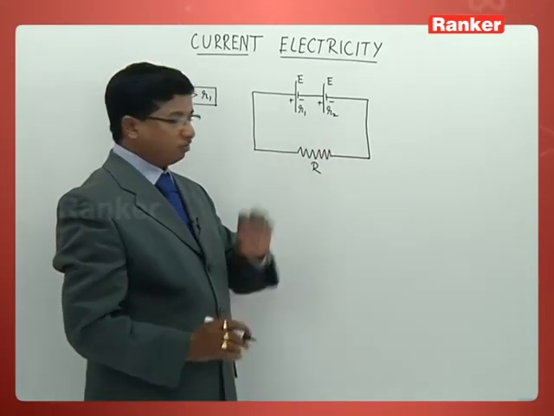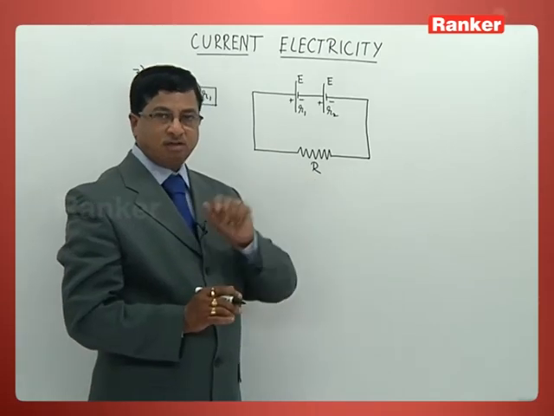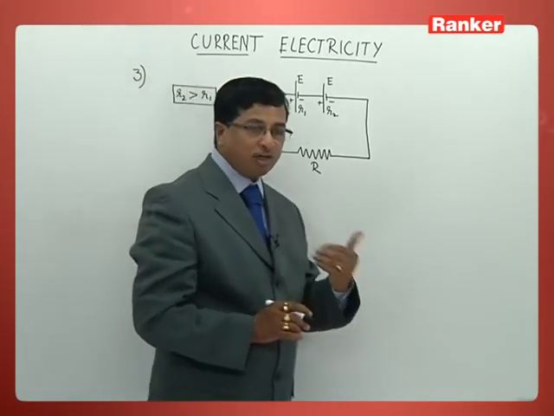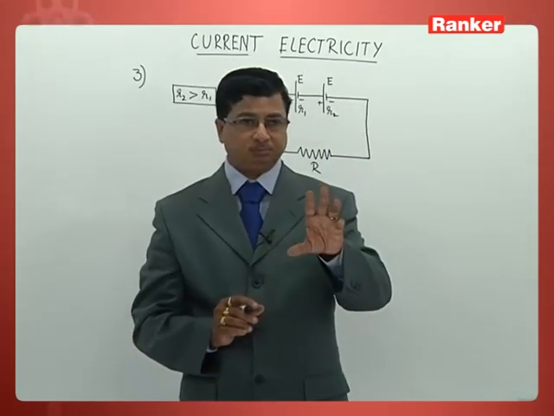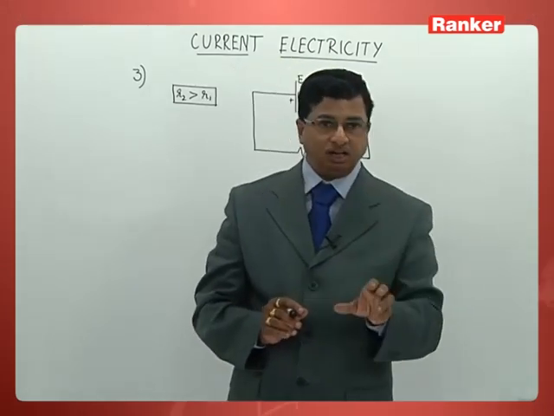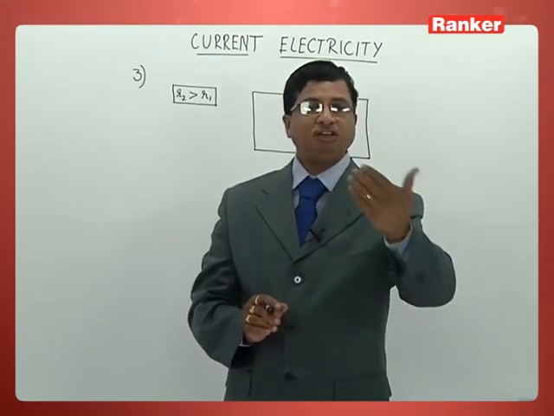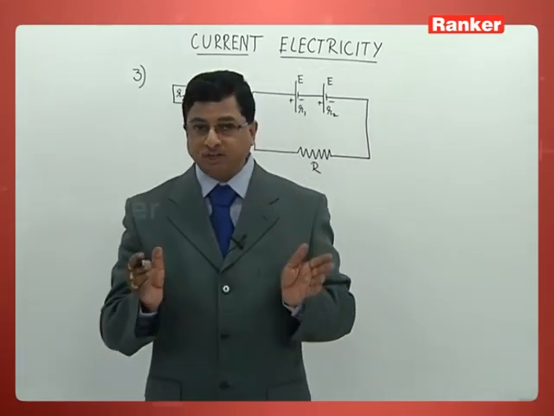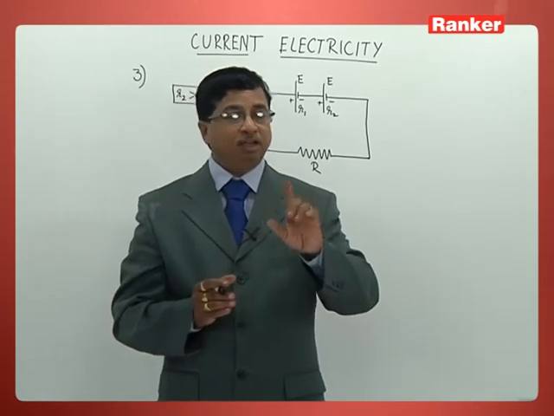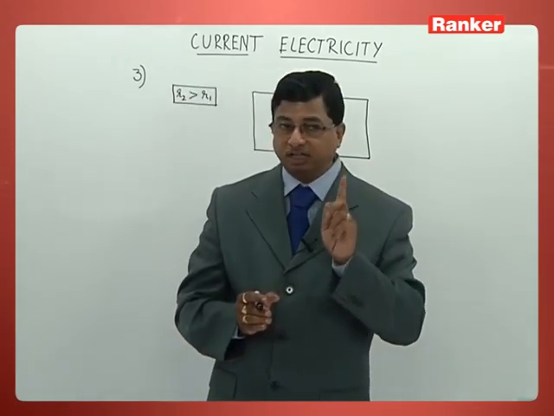Now come to the next. When a cell is connected across a resistor, you need to recollect 2 points. One, is the cell discharging in the system or charging in the system? There are two things we have to concentrate on. Whenever a cell is charging, underline the word charging there.